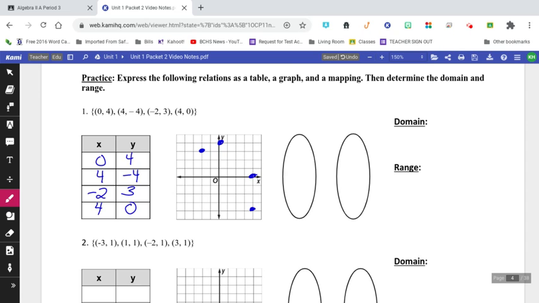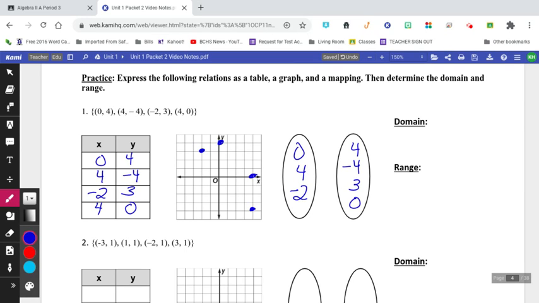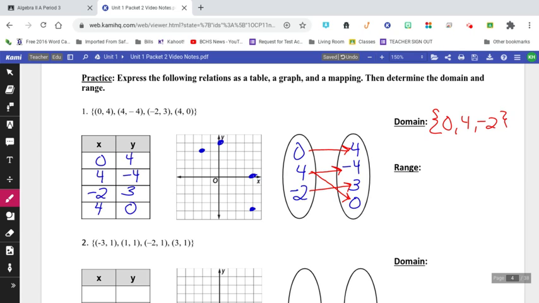And then a mapping. So we have 0, 4, -2. I'm not repeating the 4. And then we have 4, -4, 3, 0. We draw our arrows. So 0 goes to 4, 4 goes to -4, -2 goes to 3, but then 4 goes to 0 again. And then you get your domain from your mapping. Well, your domain and your range. See, I went out of order there. It doesn't matter.